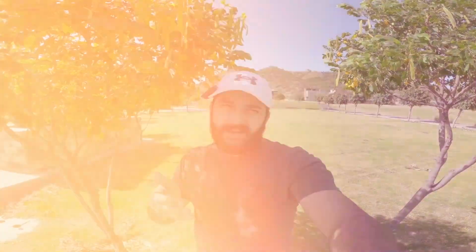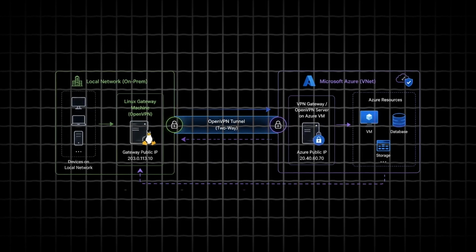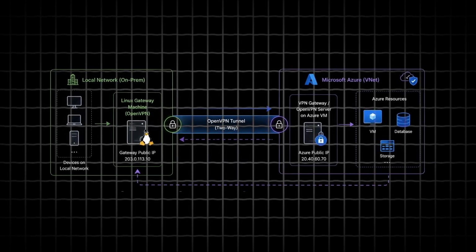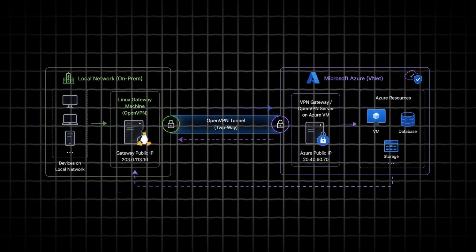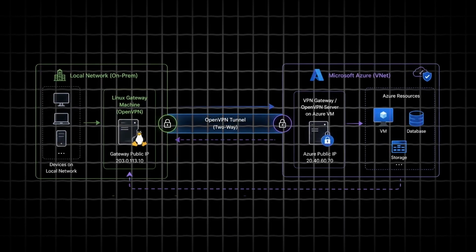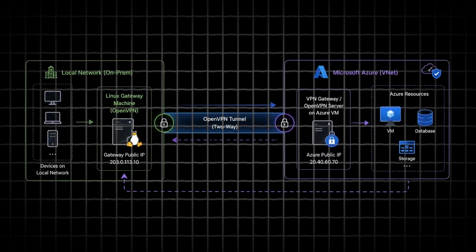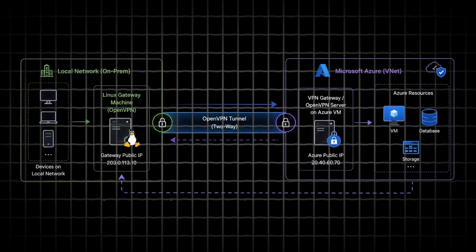It's two-way. The Linux gateway machine that we're going to configure is going to send the traffic through the tunnel to Microsoft Azure, and then Microsoft Azure learns how to send that traffic back to the gateway machine, and then the gateway machine sends it to the network, to whatever device on the network sent that traffic. So we are going to configure both sides, the local gateway machine side and the Microsoft Azure side.